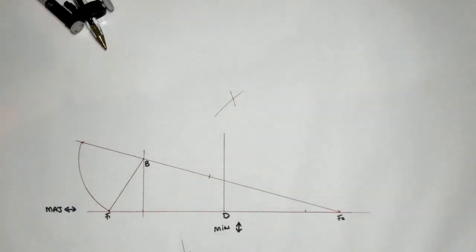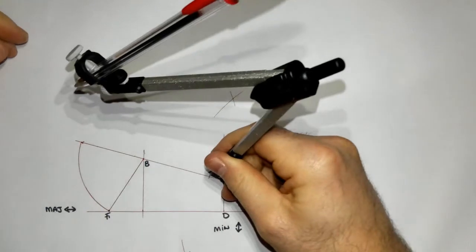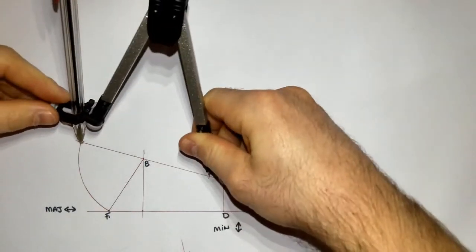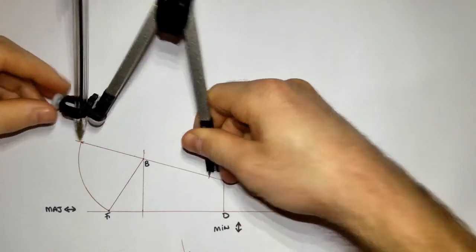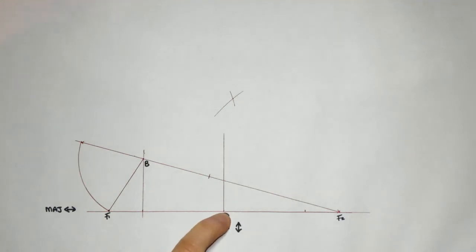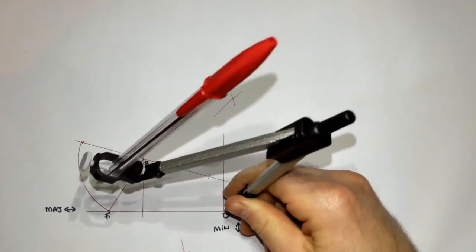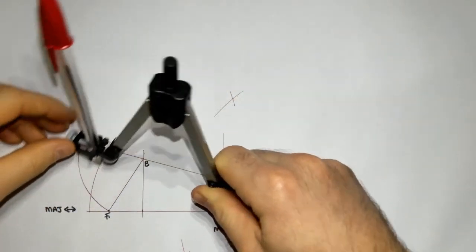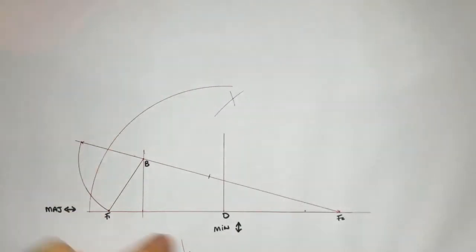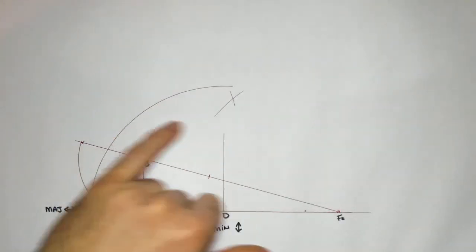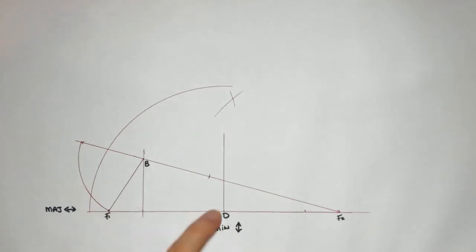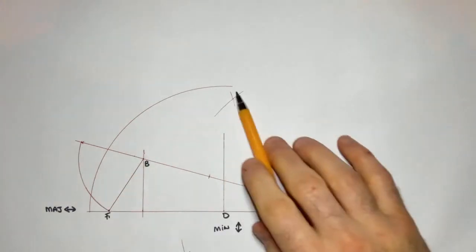Now I've got half my major axis. I can take half my major axis, which is that distance there on my compass, come down to the original center for my major axis and draw in my major circle. In this case I know I only need a quarter of it because I'm only actually drawing a quarter ellipse, so I only need to do it up to about there. Okay, just to keep the drawing neat and tidy for later on. Now at this point we've got the major circle.